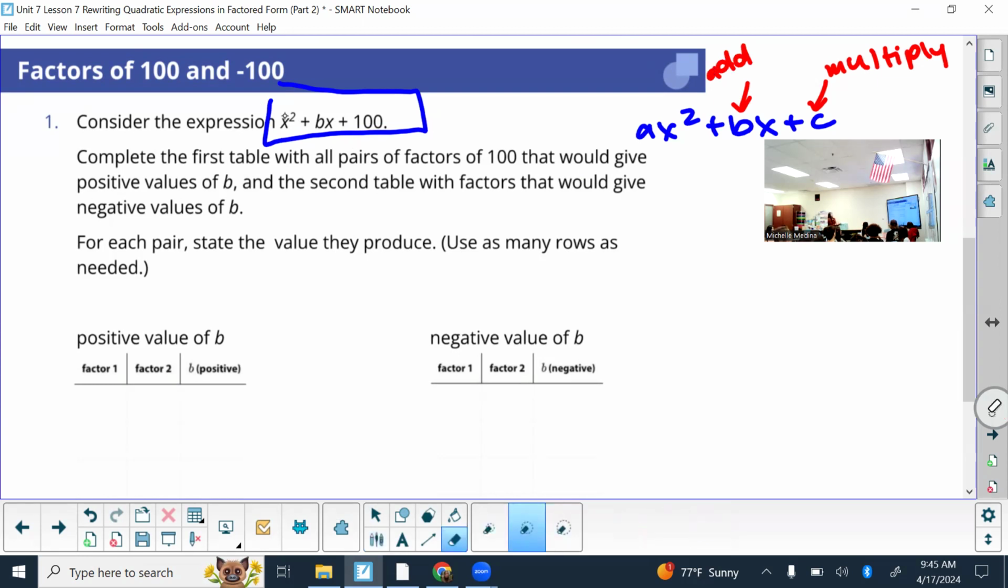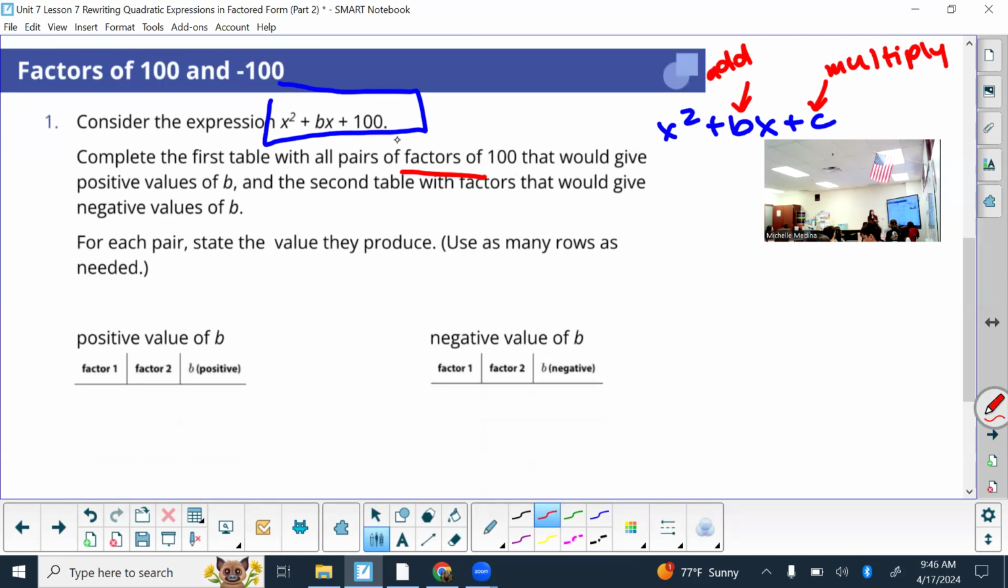And today we are just dealing with when a is 1, that's why they didn't write an a there. It's not written as it's understood to be 1. The process is a little bit different when a is not 1. But anyway, first, we're going to look at pairs of factors of 100.